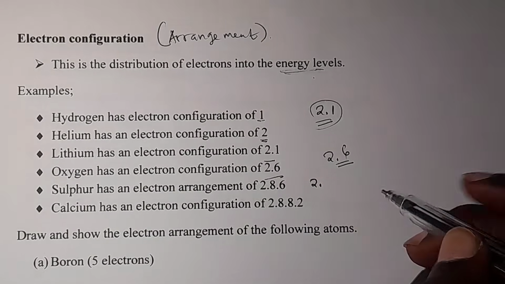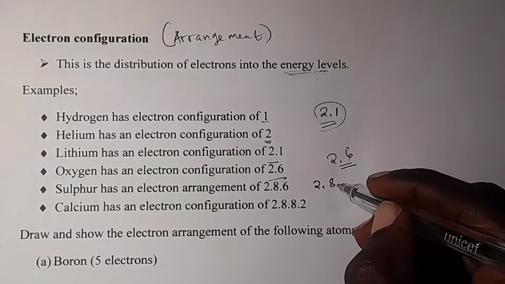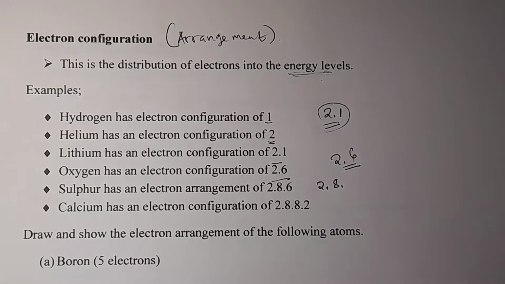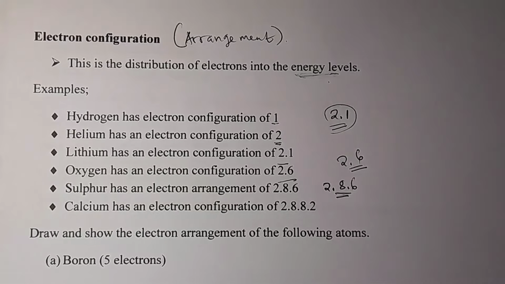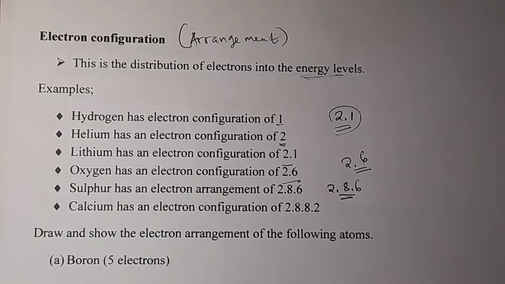Then that means the remaining 14, 8 of them will go to the second energy level, because the second energy level carries a maximum of 8. Then the remaining 6 will go to the third energy level. Then calcium has an atomic number of 20.